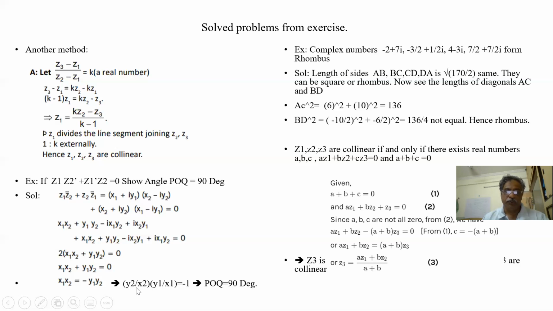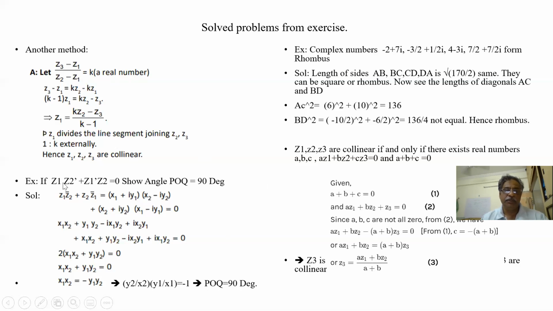It is like slope. Y2 by x2 is the Z2 slope, the argument of Z2, tan theta. Y1 by x1 is the Z1 slope. M1 M2 is minus 1. That means they are 90 degrees. Understood? So we can derive from the fundamentals, we can derive by assuming a real number, whatever way, we should be able to understand the concept.